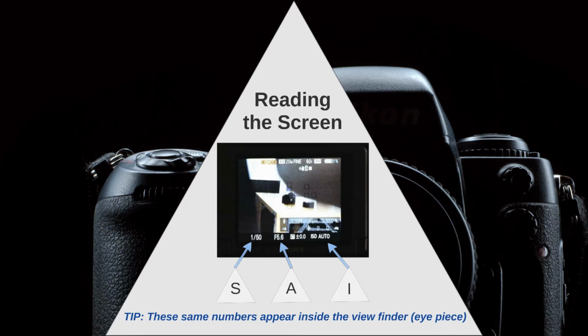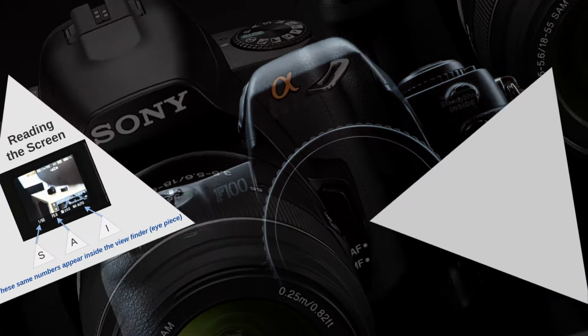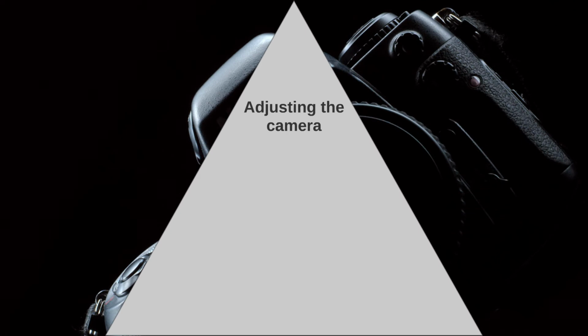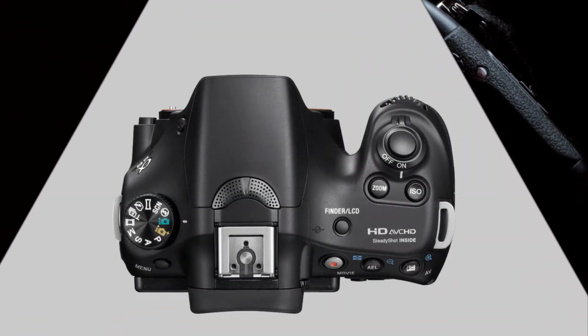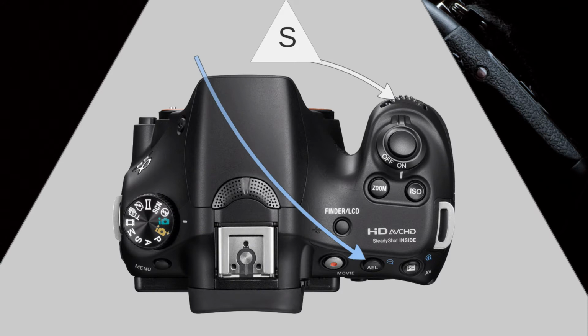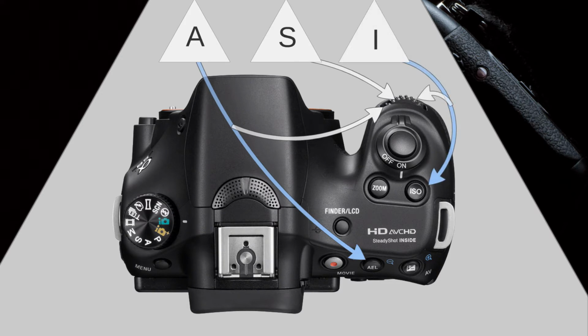Now let's put learning into action. Get your camera, switch it on, and look at the top of it. This dial here is called the dial of possibilities, as it allows you to adjust the exposure triangle settings. Turning it by itself adjusts the shutter speed. Holding this AEL button whilst turning the dial adjusts the aperture. And pressing the ISO button, then turning the dial, adjusts the ISO. See? The possibilities are now endless.